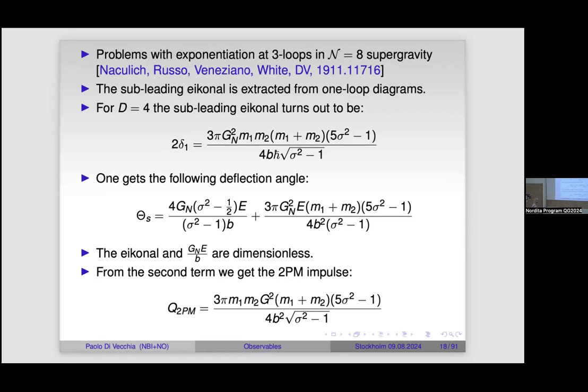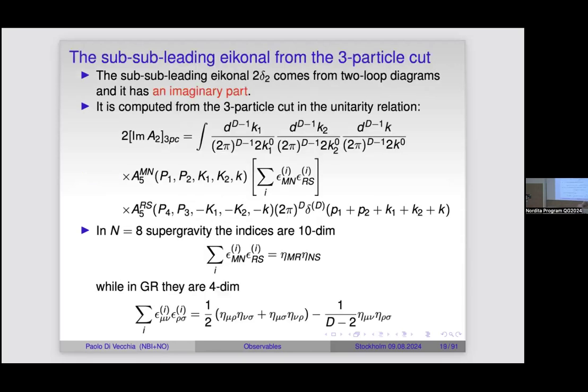Now, the subleading eikonal is extracted from the one-loop diagram, and this is the result. This is order G, and this is order G E m over b squared. So the eikonal and this factor are dimensionless. And then from the second term, you get the impulse at order G squared. Now, let's go to two loops.